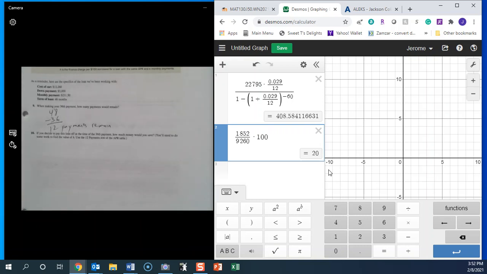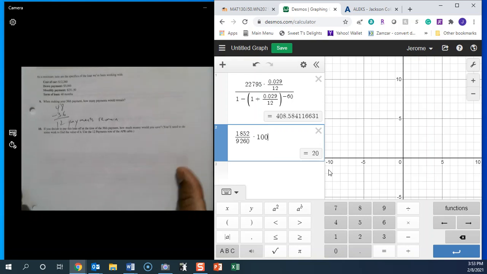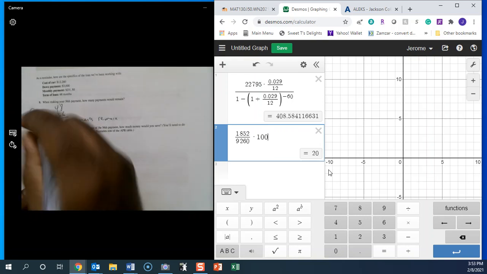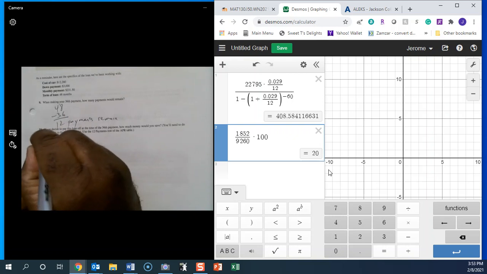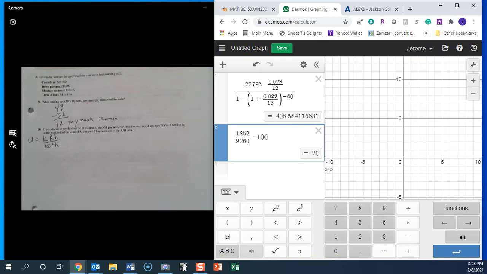Number 10, if you decide to pay this loan off at the time of the 36th payment, how much money would you save? You'll need to do some work to find the value of H. Use the 12 payments row of the APR table. Okay. So first of all, we have U is equal to KRH all over 100 plus H.